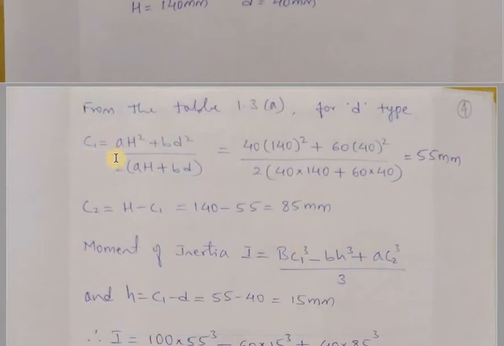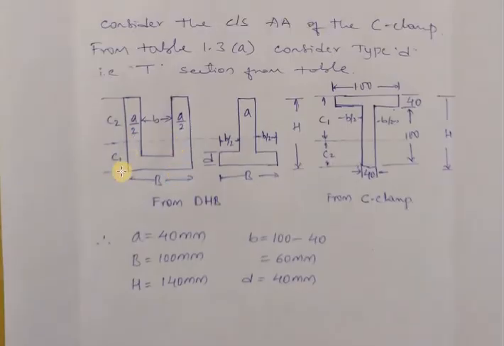From the data handbook, C1 is the distance of the inner fiber to the neutral axis. In the figure you can see that from this fiber to this, this distance is given as C1. This line is the neutral axis.